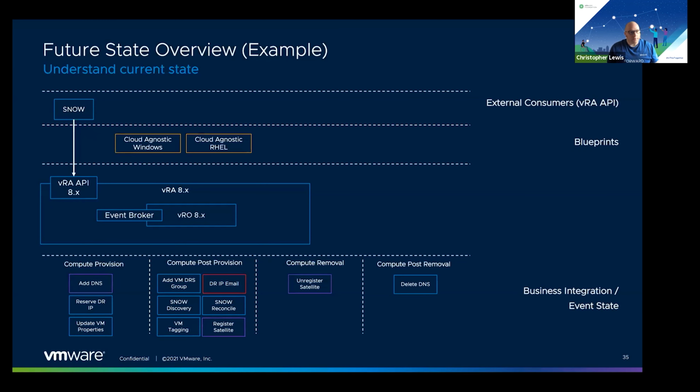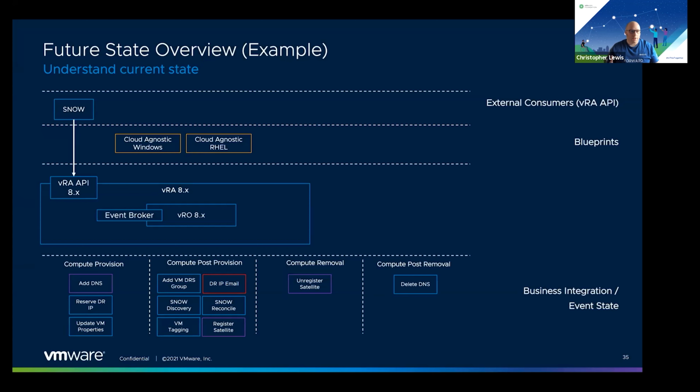And then suddenly you've got this agnostic set of blueprints rather than being operating system specific. You can say, well, here's a Windows blueprint with a drop down, and you can choose the operating system, rather than having a Windows blueprint for 2019 and 2016 and 2008. You can just have a drop down. And same with Red Hat. And then again, event broker topics, Snow configuration into vRA 8.